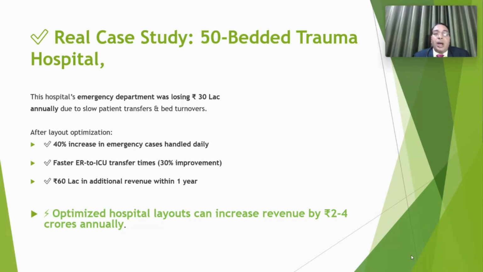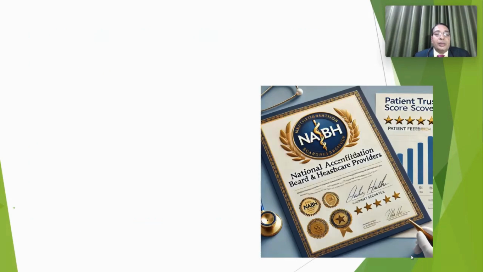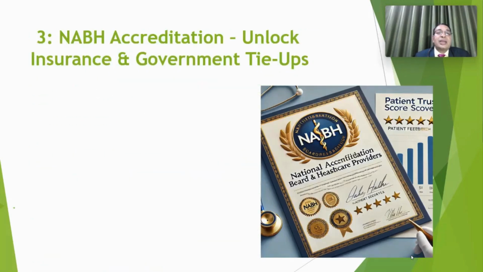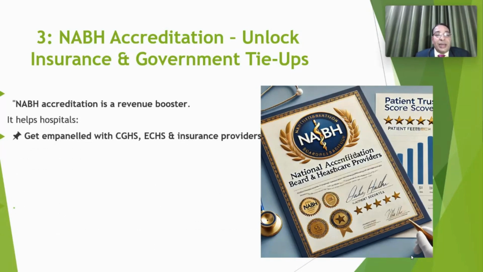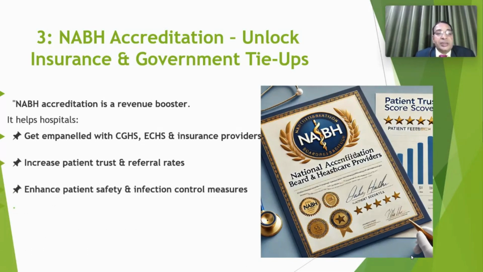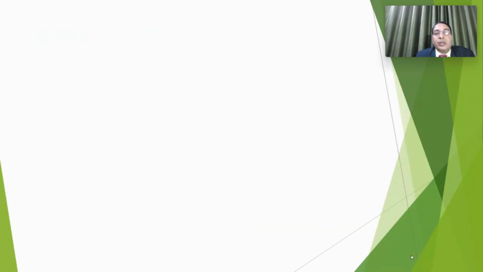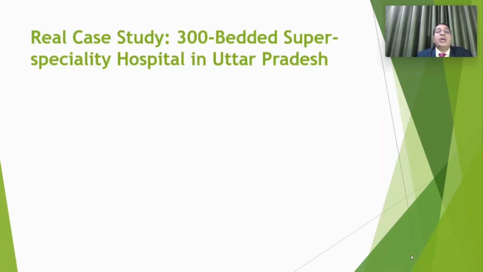So here is a real case study of a 50-bedded trauma hospital, whose emergency department was losing 30 lakh annually due to slow patient transfer and bed turnovers. After layout optimization, there was a 40% increase in emergency cases handled daily, a 30% improvement in emergency room to ICU transfer times, and 60 lakh in additional revenue within 1 year. An optimized hospital layout can increase revenue by 2 to 4 crore annually. That is the outcome and lesson to be learned.